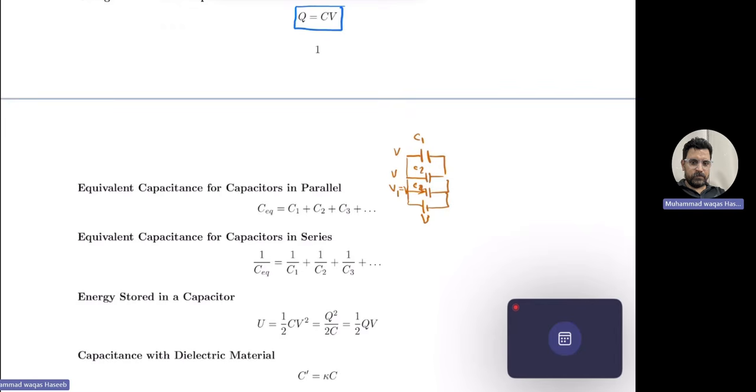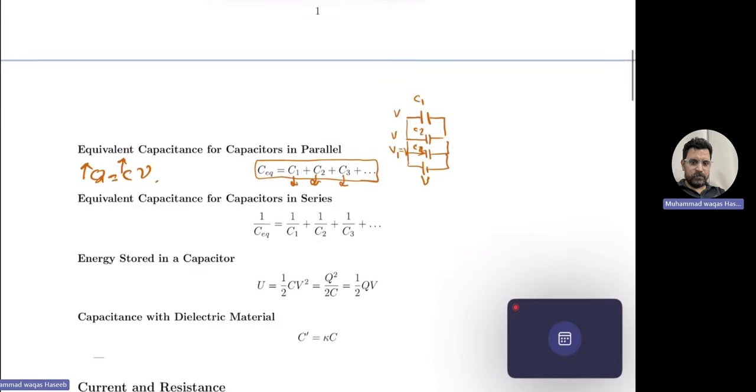Since V is the same, the capacitor with the largest capacitance will have the largest charge, because Q equals CV. So the equivalent capacitance in parallel can be calculated as C1 plus C2 plus C3, and we can calculate the charge across each capacitor.